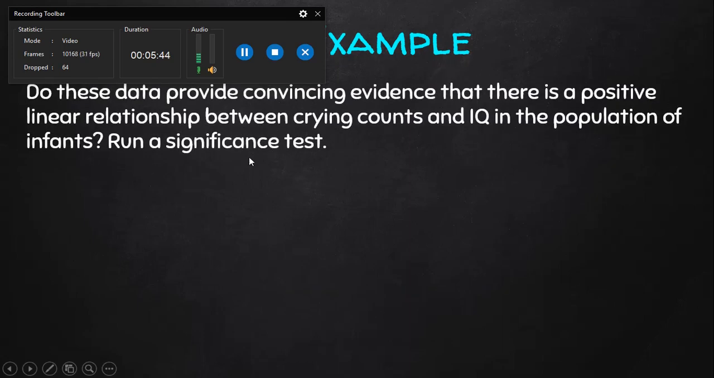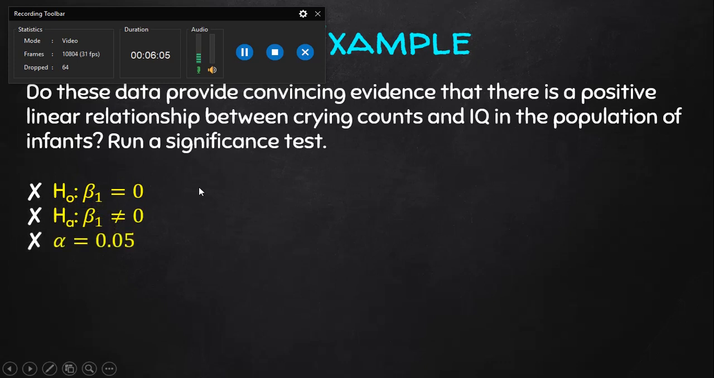So do these data provide convincing evidence that there's a positive linear relationship between the cry counts and the IQ? We're going to run a significance test. So we're going to start by stating the null hypothesis that the slope is 0. And since there was no other evidence in either direction, I'm going to run a two-tailed test. So I'm going to say that the slope is not 0. And we're going to set alpha at 0.05.